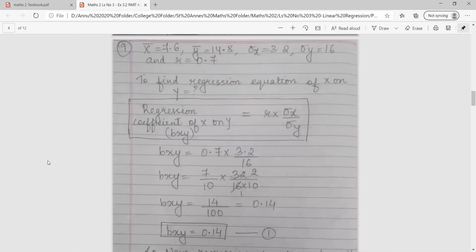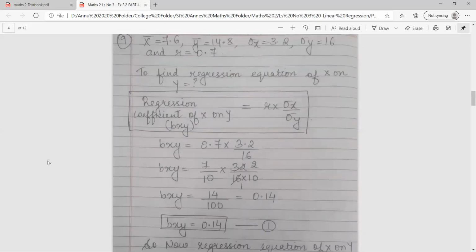So as you can see, class, I have written all the values which were given in the question. We have to find regression equation of x on y. For that, we need to find regression coefficient of x on y, that is bxy. So I have told you class, if you have to find bxy and you have r and both the sigmas, you can use the formula bxy is equal to r into sigma x upon sigma y.